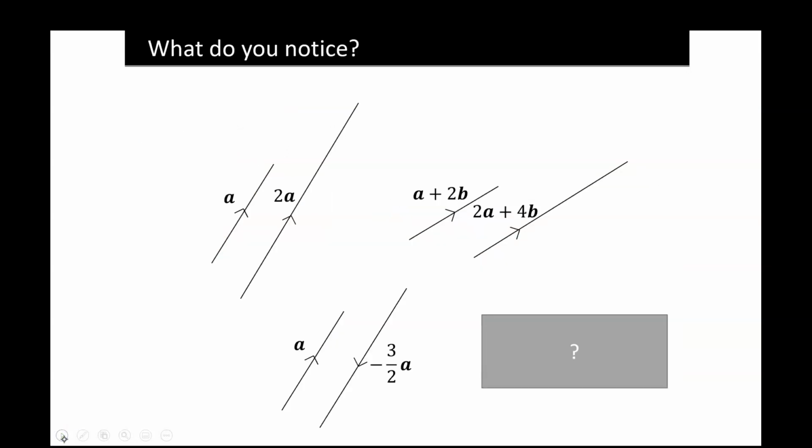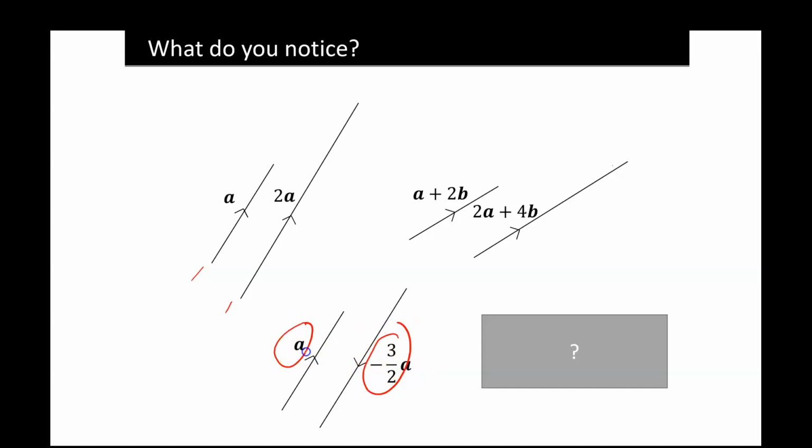Okay, now, you can see these lines are parallel. One's twice as long as the other. So the 2A, that's a multiple of that one, double the length. This one here, we've got A plus 2B and 2A plus 4B. So this one's twice as long. Still parallel. Okay, and this one we've got A going up there and minus 3/2A going that way. That's still parallel. You're going the wrong way down this one, hence why it's negative, but actually this is 1.5 times longer than this one.